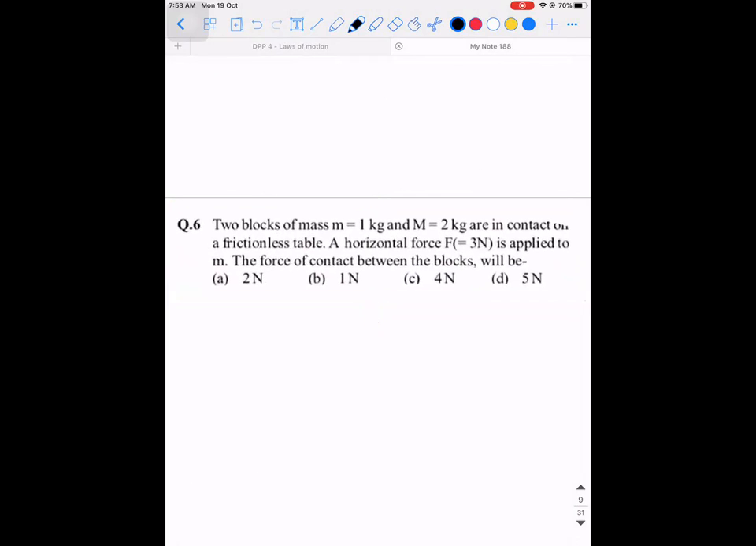Listen guys. So there are two blocks of mass 1 kilogram and capital M, 2 kilograms, that are in contact on a frictionless table. A horizontal force of 3 Newton is applied to the block. The force of contact between the blocks will be. So capital M and small m. Right. So did they say it is applied to small m? There is a force of.